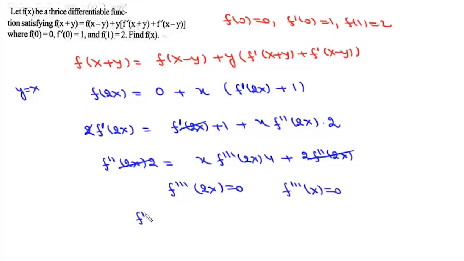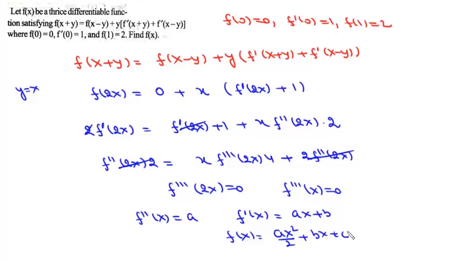Now we integrate this, we'll get f''(x) equals a. Now we integrate this, we'll get f'(x) equals ax plus b. And if we integrate this, we'll get f(x) equals ax squared by 2 plus bx plus c. Now f(0) is 0, then clearly c is 0. Now f'(0) is 1. That means value of b is 1. So b is 1, c is 0, and f(1) equals 2.